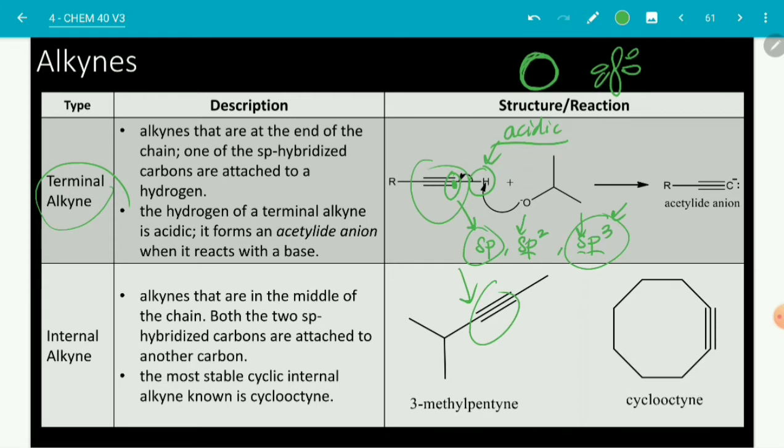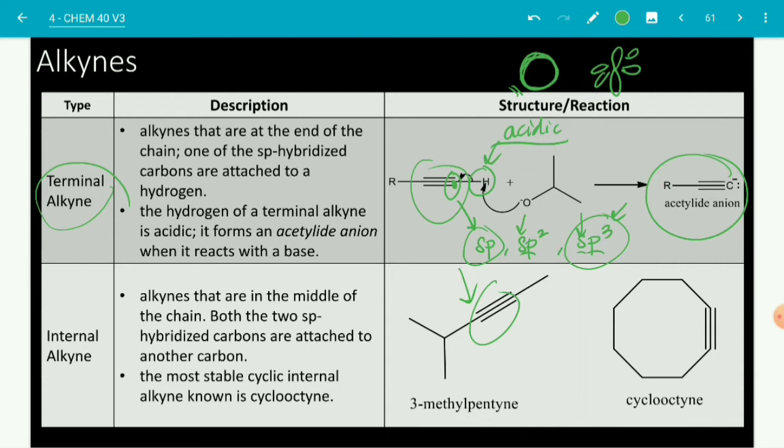Pinaka-maikli si sp kasi 50% yung s character niya. So, siya yung pinakabilog dyan sa tatlong hybrid structures na yan or hybrid orbitals. Okay? Pinakamababa rin yung overlap niya sa hydrogen. Kaya madaling na-abstract si hydrogen dyan. Okay? So, since acidic siya, madali siyang i-abstract. Nagpo-form tayo ng acetylide anion. This acetylide anion is very useful for carbon-carbon bond building processes. So, kung gusto mo mag-form ng carbon-carbon bonds, pwede tayo mag-start with the acetylide anion.